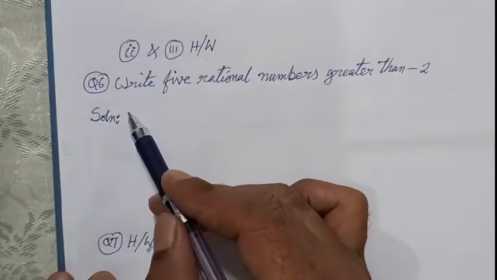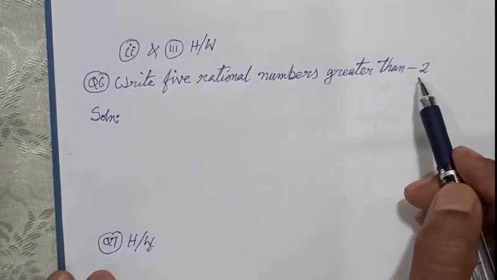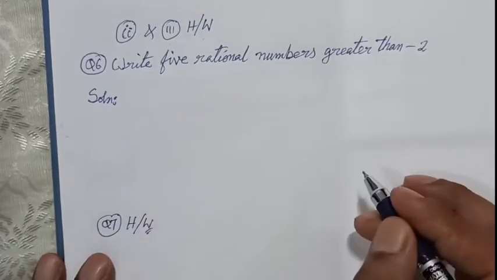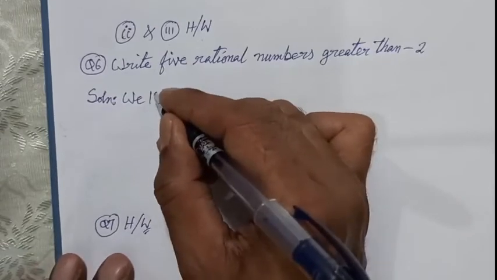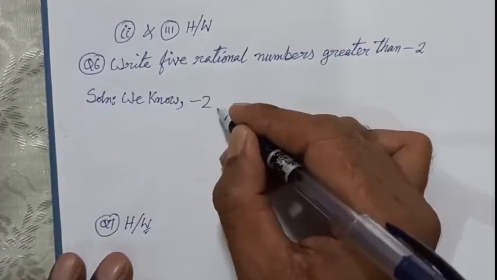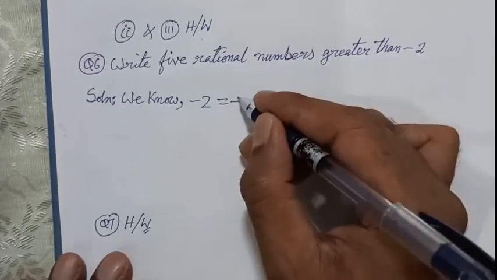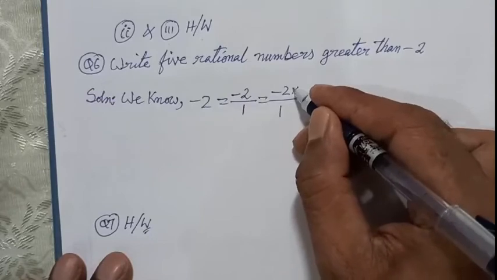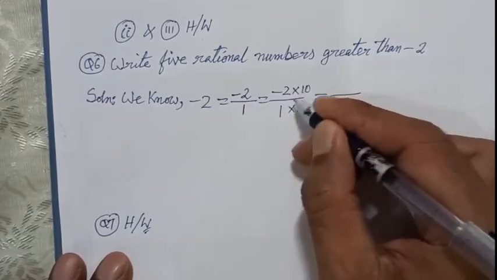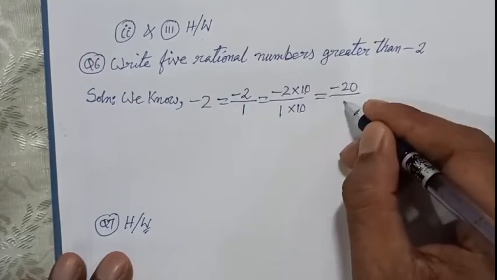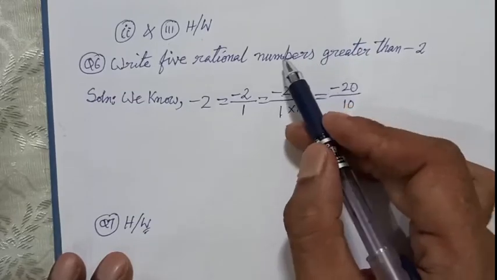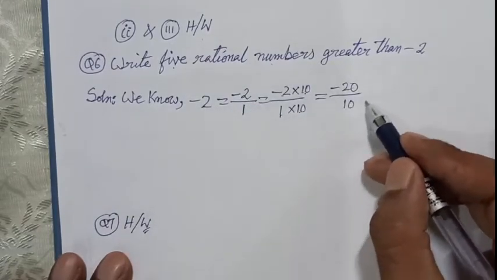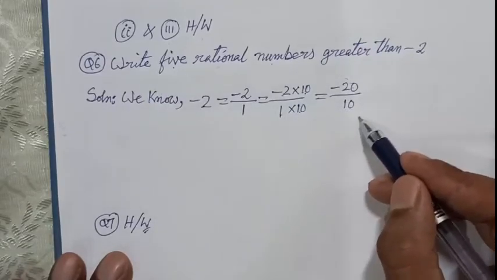Now question number 6. Write 5 rational numbers greater than -2. Now solution. We know -2 is equal to -2 with denominator 1. So -2 by 1, keeping the denominator 1, both numerator and denominator, let us multiply by 10. -2 into 10 is -20. 1 into 10 is 10. Now we are getting -20 by 10. The question says to find 5 rational numbers greater than -2. So -2 becomes this number. Now we have to write down 5 rational numbers which are greater than -20 by 10.